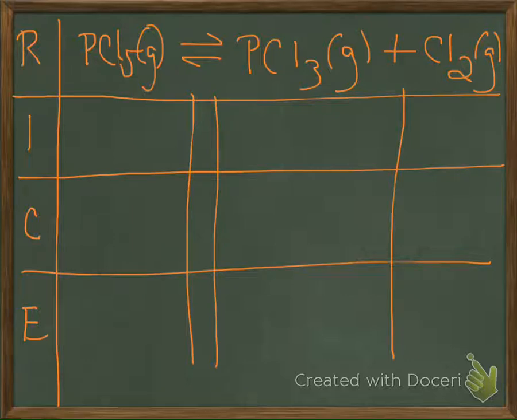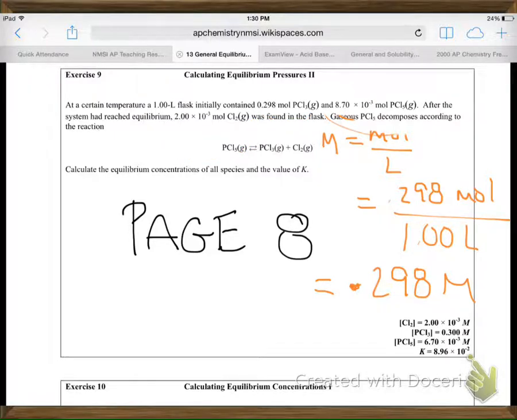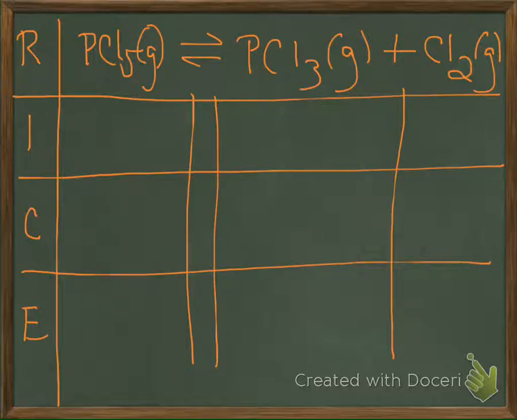Alright, second thing, we want to put our molar concentrations into the boxes where we are given them in the problem. So let's see here. If we go back, it says initially containing 0.298 moles of PCl3. So initially, that is going to be your letter I. So for PCl3, we're going to put 0.298 molar. You don't have to write the M every time. It should be assumed that it is molarity in there.